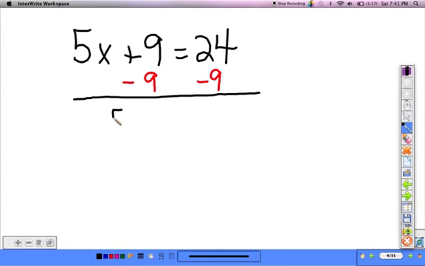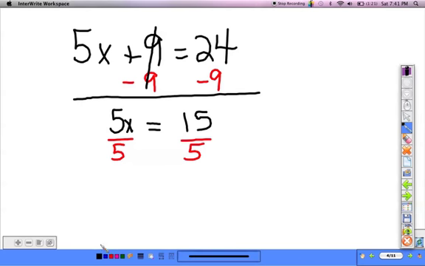We're left with 5x, not just x, 5x, because we haven't gotten rid of the 5 yet. And these additive inverses, the positive and negative 9, cancel to 0. And 24, take away 9, leaves me 15. Now I'm going to do the opposite of multiplying by 5. I'm going to divide both sides by 5. This leaves me a positive 1x. But remember, we don't have to write the 1, do we? And then 15 divided by 5, the signs are the same, gives you a positive 3.